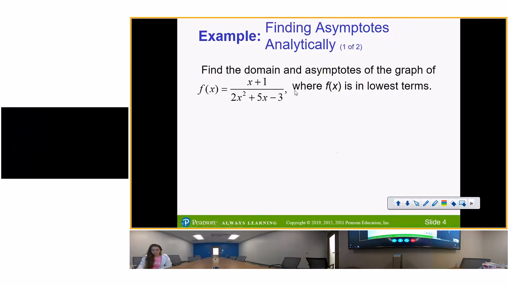All right, here's an example. Find the domain and asymptotes of the graph. What kind of graph is this? It's the x² on the bottom, so it's going to be the shape of the volcano, pretty much. But it has an x up top. So we've got to set the denominator equal to what? Zero. Oh, my gosh. That means completing the square.